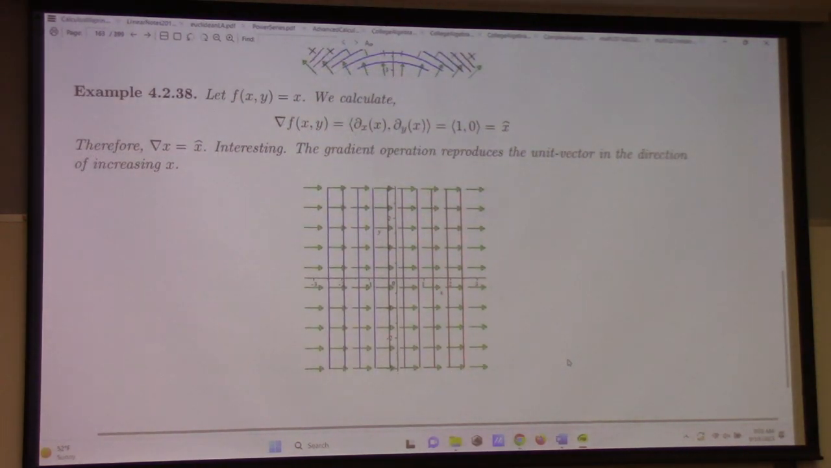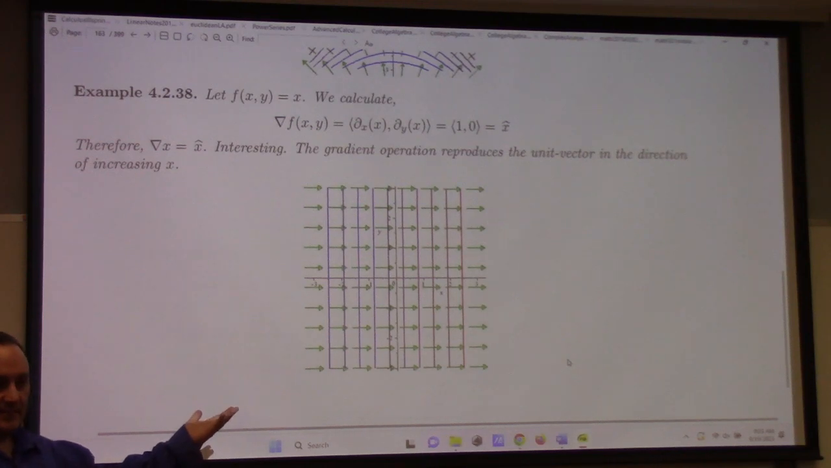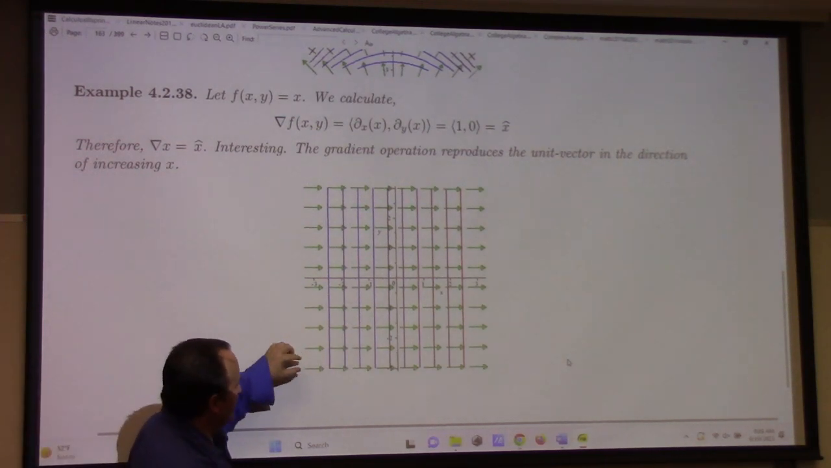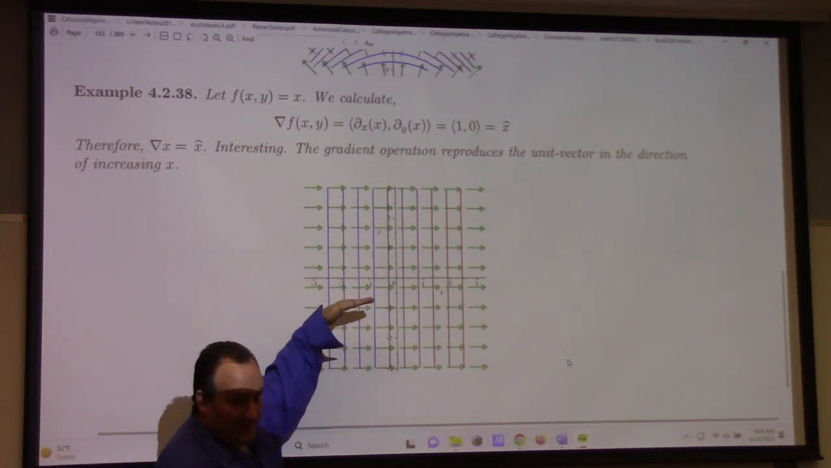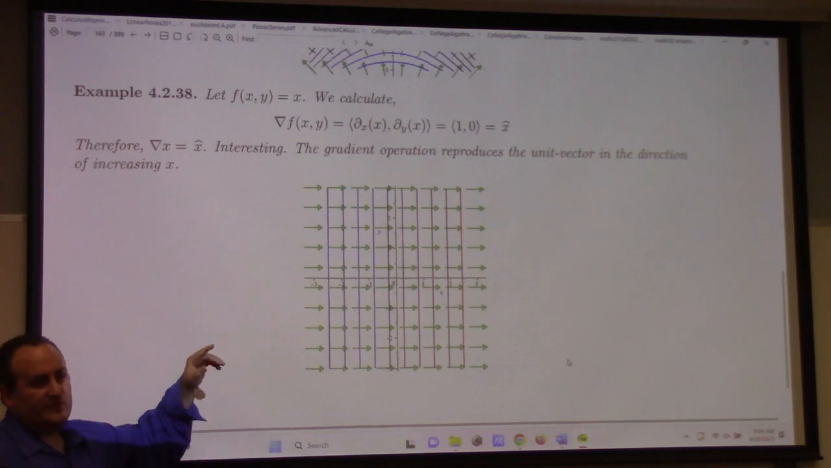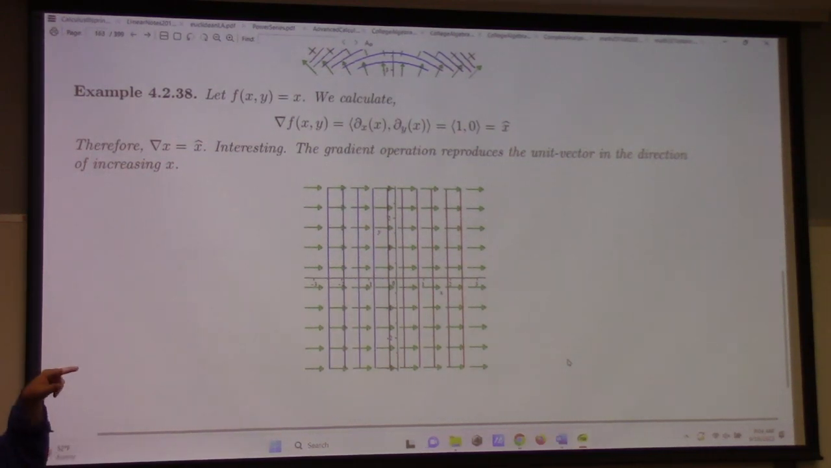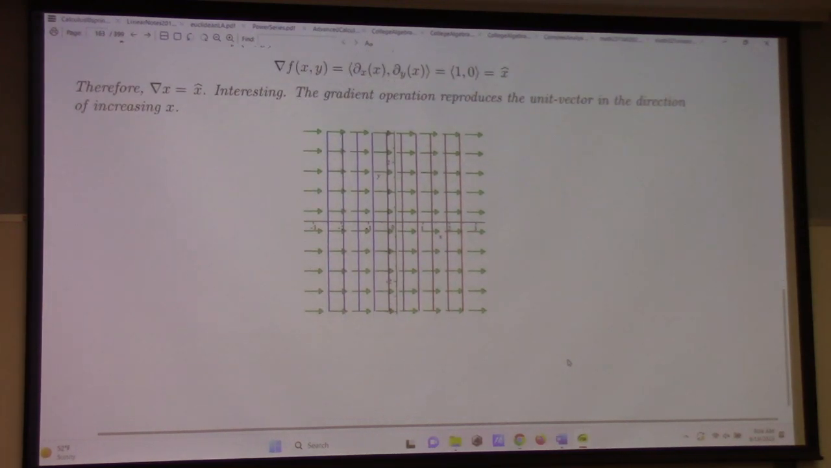This is kind of a stupid example, but it's actually important. If you just take the function f of x y equal to x, what's the gradient vector field? It is x hat. This is the x hat vector field. It's just the assignment of one unit horizontal vector, length 1, at every point. What does that vector field tell you? It tells you which direction x is increasing the fastest. That's its meaning.